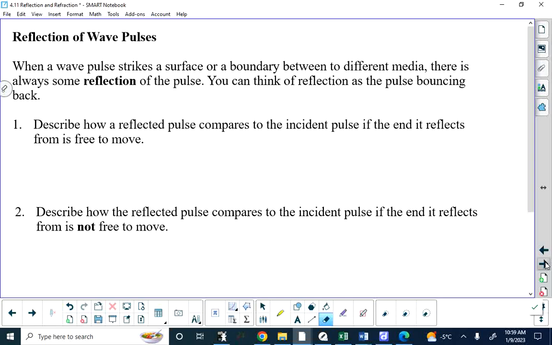But first, let's write down an answer to the second question: describe how the reflected pulse compares to the incident pulse. Incident is the pulse that's going towards the fixed point. Reflected is the one that comes back. If the end is not free to move, the pulse reverses orientation.